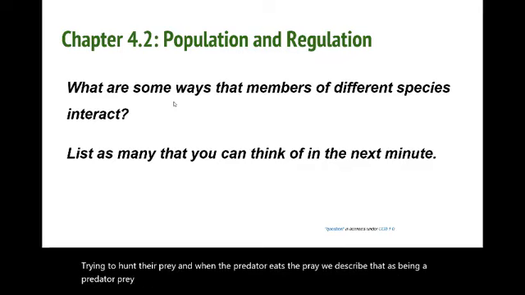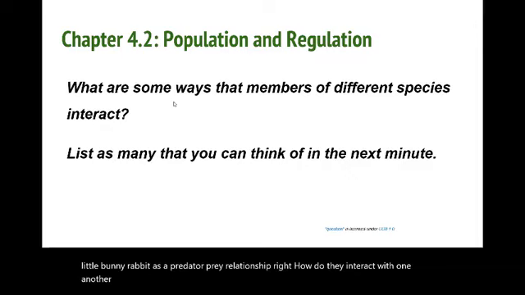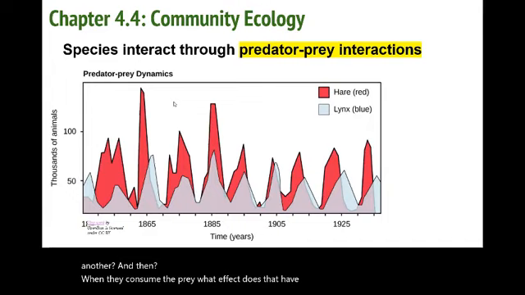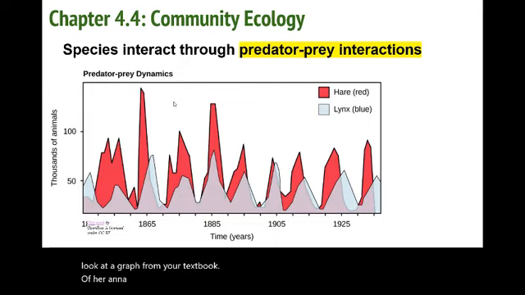So we could describe a hawk swooping down and picking up a little bunny rabbit as a predator-prey relationship, right? How do they interact with one another? And then when they consume the prey, what effect does that have on the ecosystem? So let's take a look at a graph from your textbook of a hare and a lynx. In red, you're seeing the predator-prey dynamic from the hare.